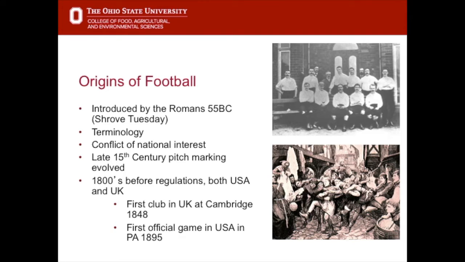But looking at history of sports turf management, as far back as the late 15th century, fields, or pitches as they're referred to in Europe, were actually starting to be marked out and boundaries were laid as far as rectangles or squares that they were played on. And then by the 1800s, regulations and rules of the game came into play and were written. And the first club was in the UK at Cambridge, which is a university there, and the first official game was in Pennsylvania in the US in 1895.